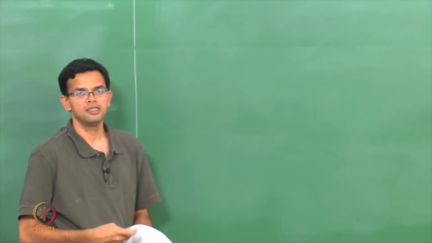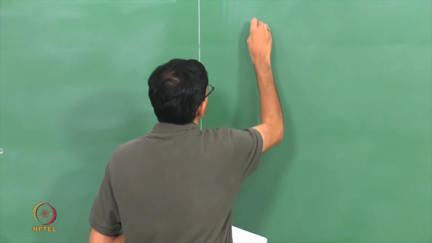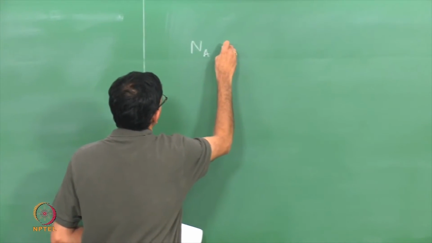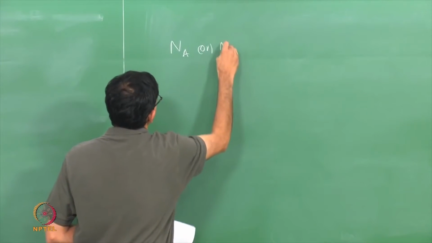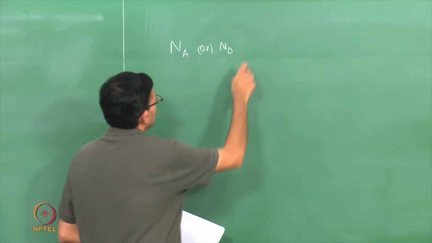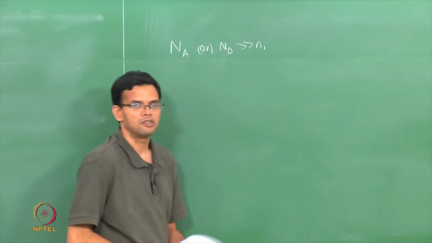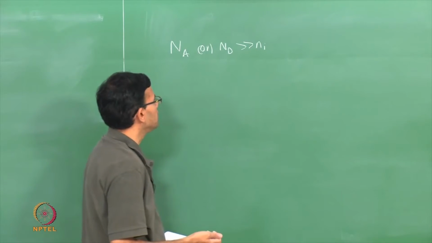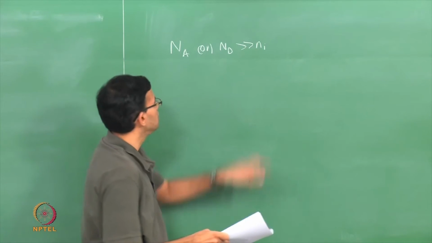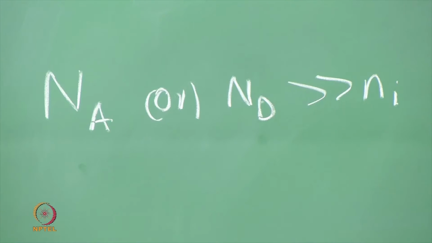In all the extrinsic semiconductors we have considered so far, you have always had the situation Na or Nd, whether these are acceptors or donors, is much greater than Ni, which is your intrinsic carrier concentration. This means that we can say that the electron concentration is equal to Nd, or the hole concentration is equal to Na.